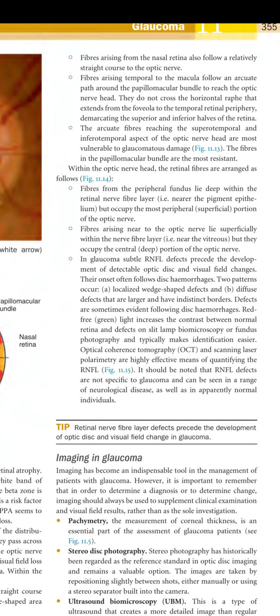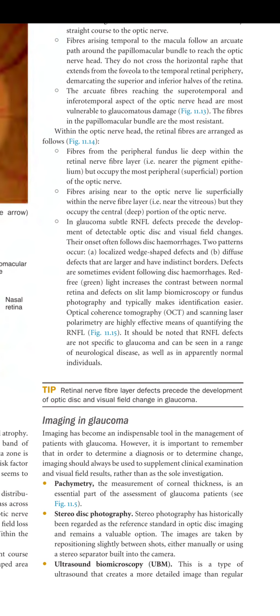Red free green light increases the contrast between the normal retina and defect on slit lamp biomicroscopy or fundus photography, and typically makes the identification easier. Optical coherence tomography, OCT, and scanning laser polarimetry are highly effective means of quantifying the RNFL. It should be noted that RNFL defects are not specific to glaucoma and can be seen in a range of neurological diseases as well as in apparently normal individuals.